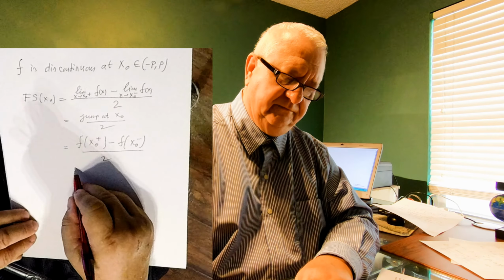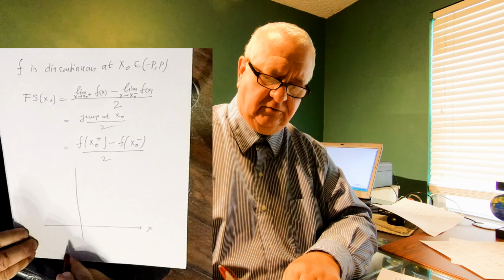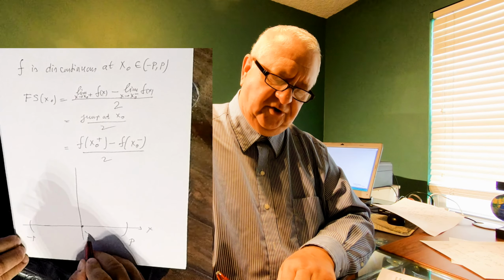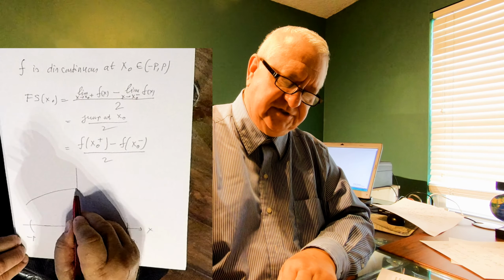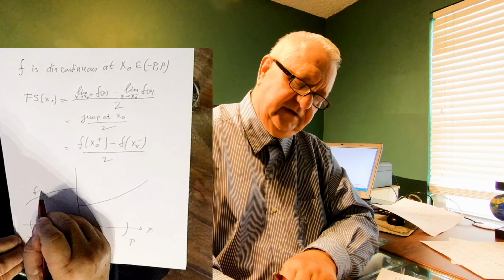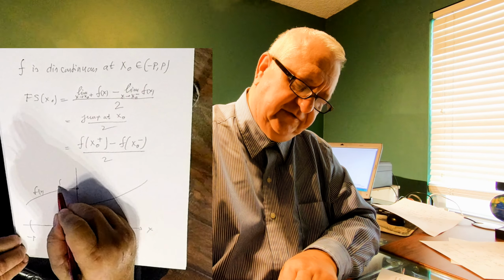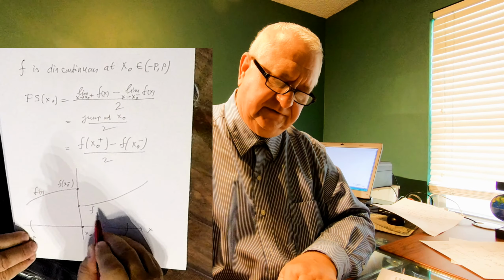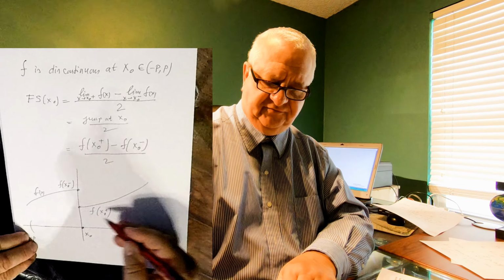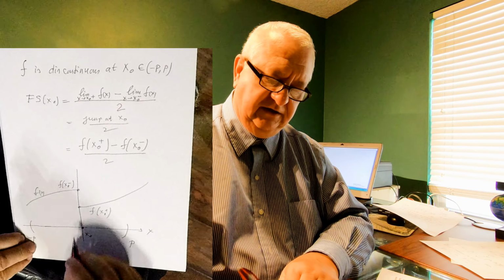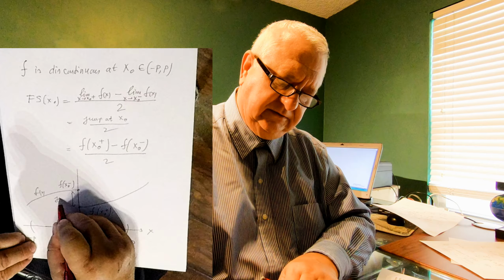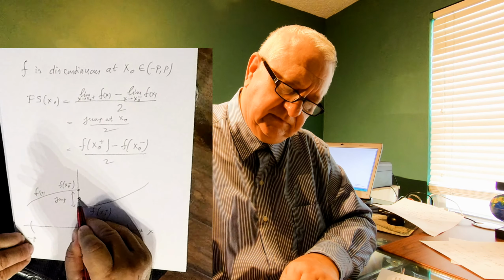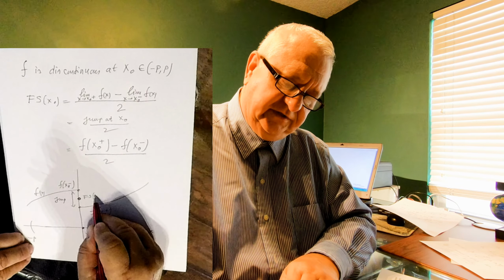In other words, if somewhere on the real axis between p and minus p, at the point x naught, the function has a jump, f of x is continuous up to here. This is its left value, f naught minus here. This is the right value of the function, the limit from the right, the limit from the left. This is a jump, it's finite. Well, the Fourier series will be here, in the middle. That's the value of the Fourier series at x naught.